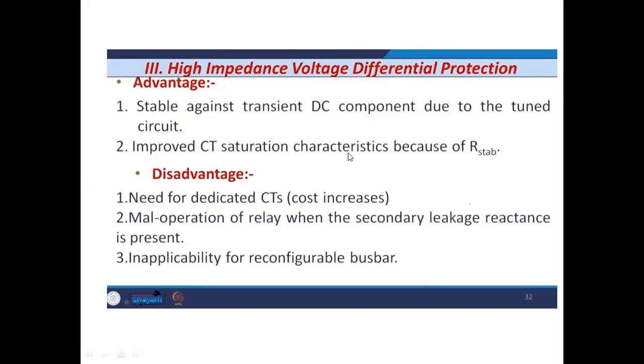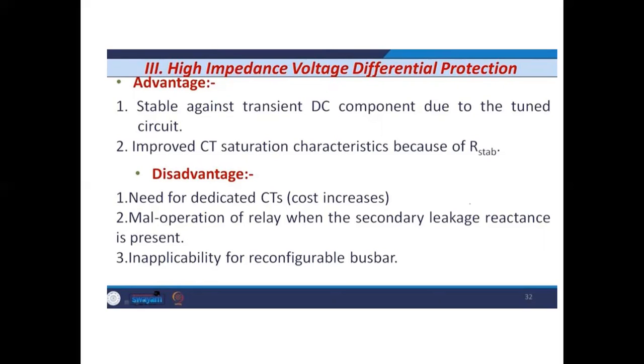Okay, the improved CT saturation characteristics are because of the stability. However, whenever I use the stabilizing resistance in series with the relay coil, the sensitivity of the relay reduces. So this is the main disadvantage of this type of scheme. Along with this, this type of scheme requires dedicated CTs, so cost will be increased. And this type of relay also mal-operates when secondary leakage reactance is present.